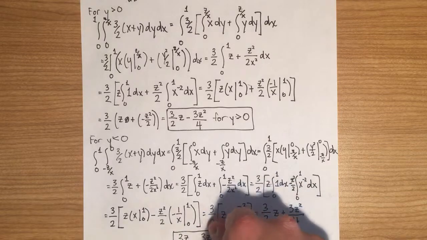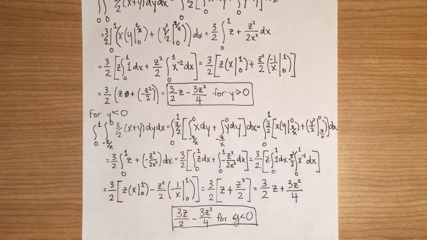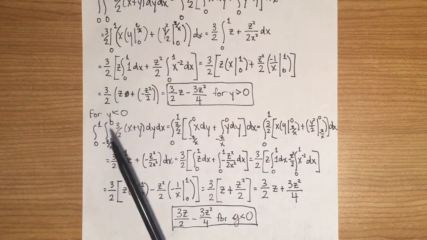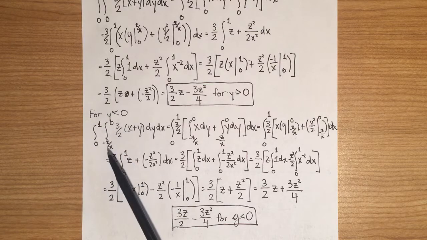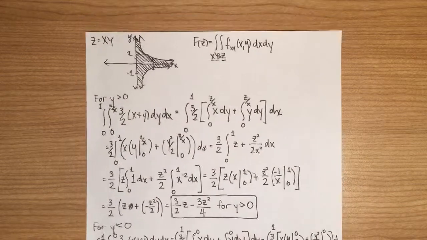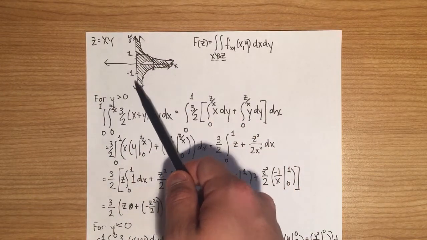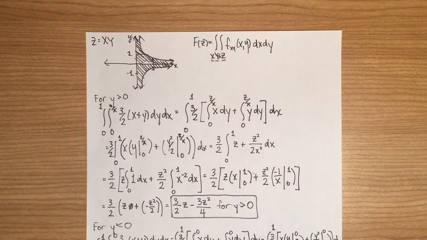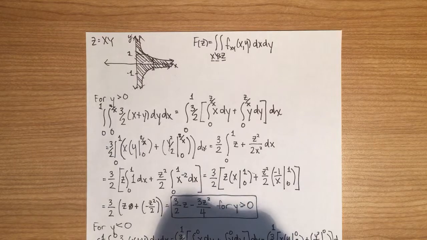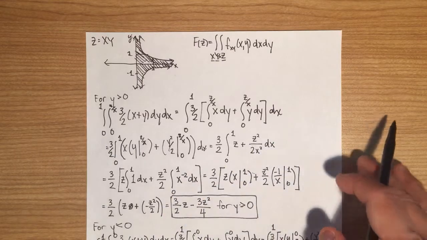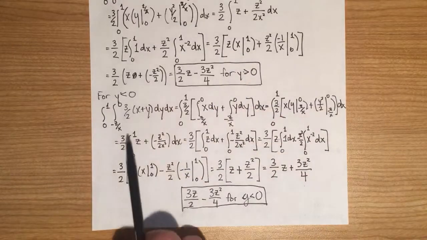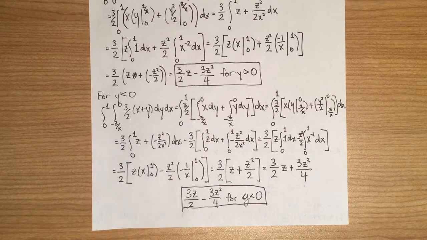Okay, so now I'm looking for y less than 0. But my bounds are different. My bounds are for x from 0 to 1, and for y from negative z over x to 0, because we're looking for some random variable z. So negative y is equal to z over x, and therefore y equals negative z over x, which is why I have the bounds for y as negative z over x right here.